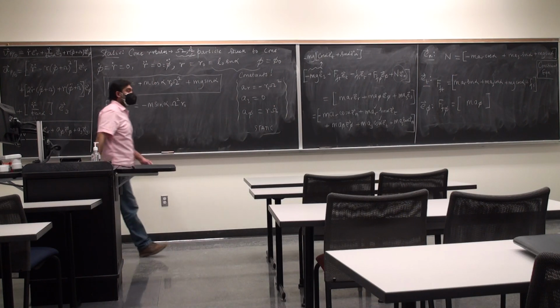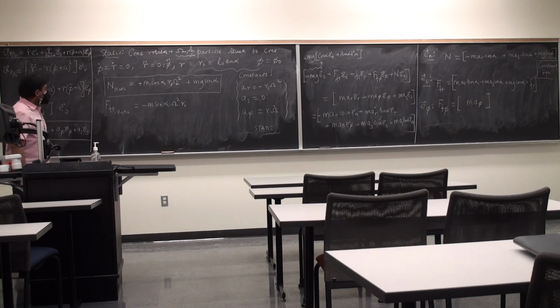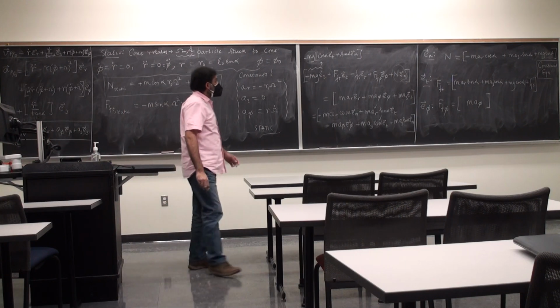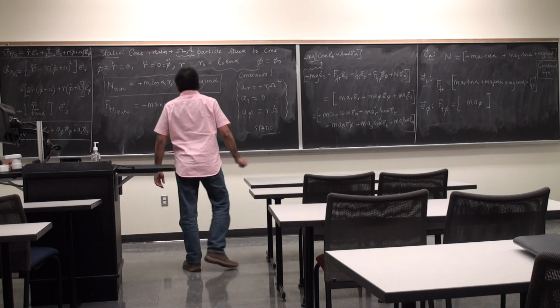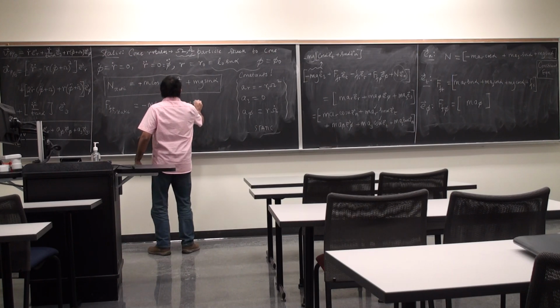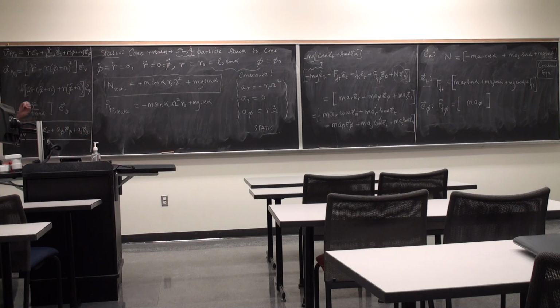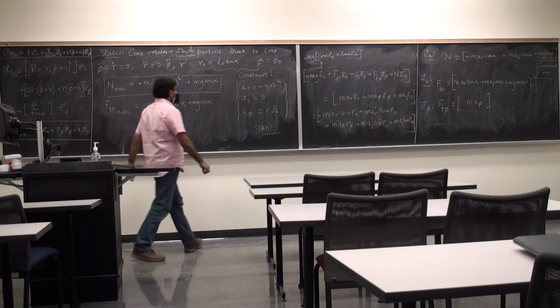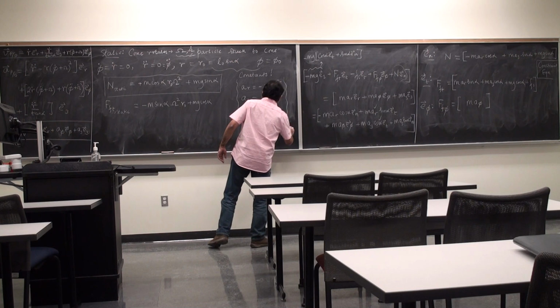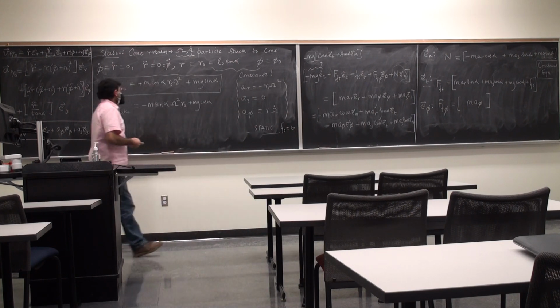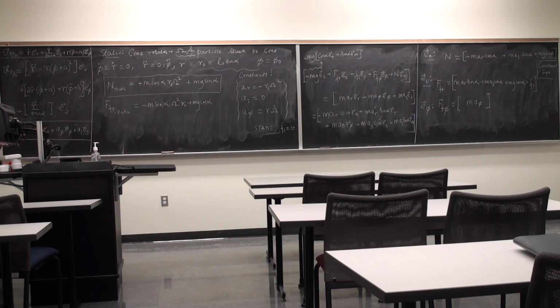This is in a static situation, and so I have to include that: mg cosine alpha. There is no spring force when I'm in the static position, and if I'm assuming I'm at the unstretched position statically, then Fs is also 0 for me. Same thing for F phi in a static situation.